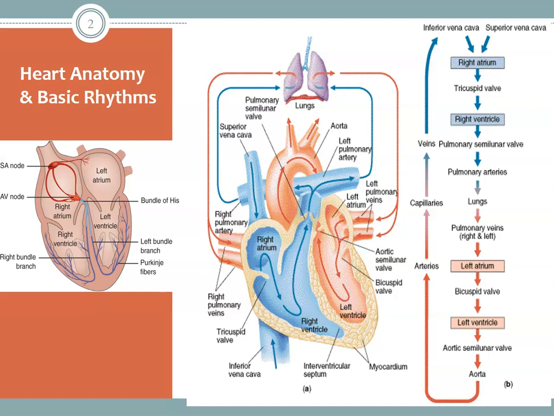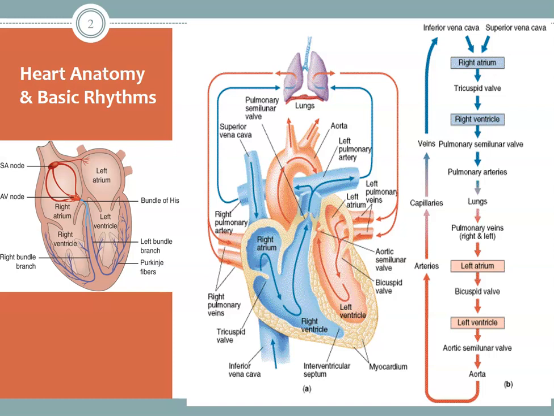So we know the right side of the heart, blood enters the heart through two large veins, the inferior and superior vena cava, emptying oxygen-poor blood from the body into the right atrium of the heart. As the atrium contracts, blood flows from your right atrium into your right ventricle through that open tricuspid valve. When the ventricle is full, that tricuspid valve shuts.